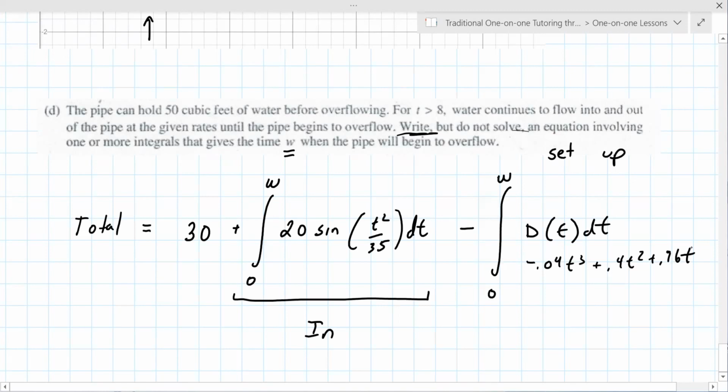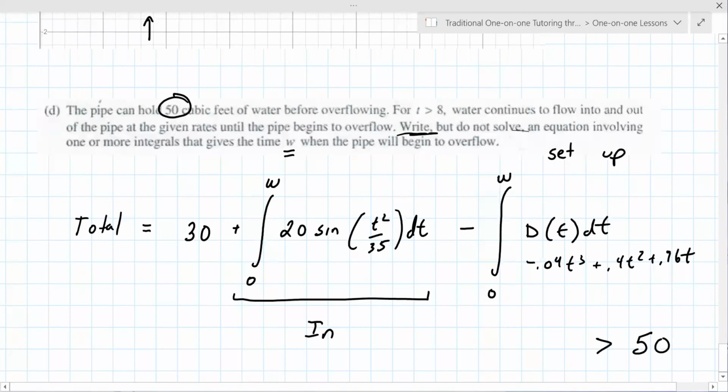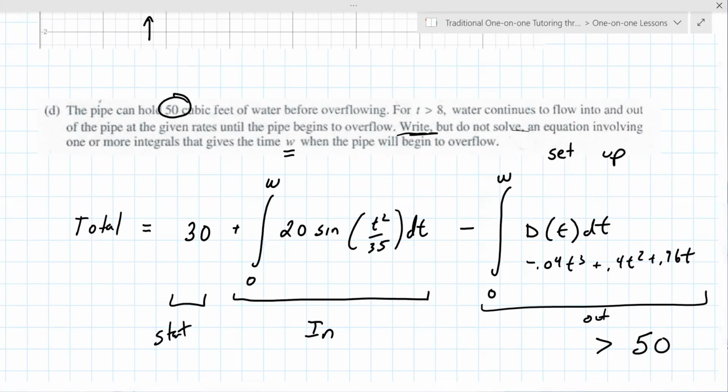Okay. But this is only part of it. This is how much is in there. We care about when it gets to 50. So we care when this total is greater than 50. So we'd somehow want to set up this inequality. Does that okay? Because this is the amount going out. This is the amount you started with. That makes sense. Okay.